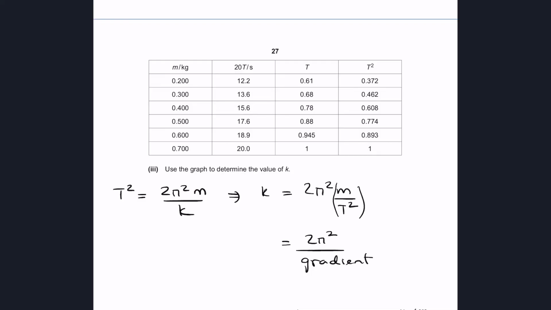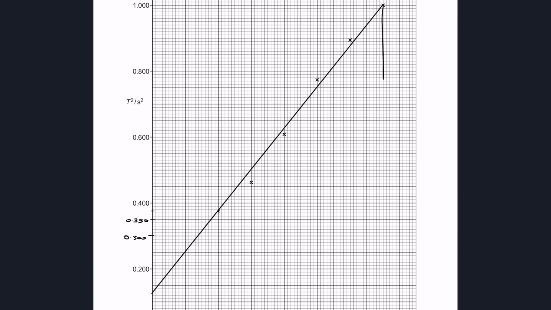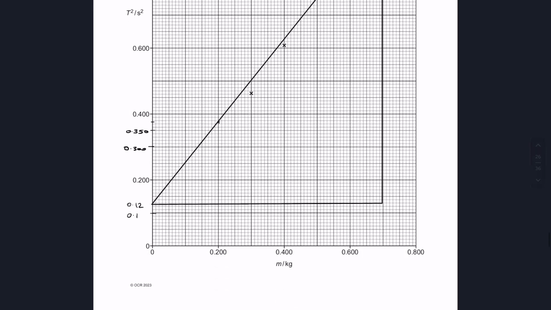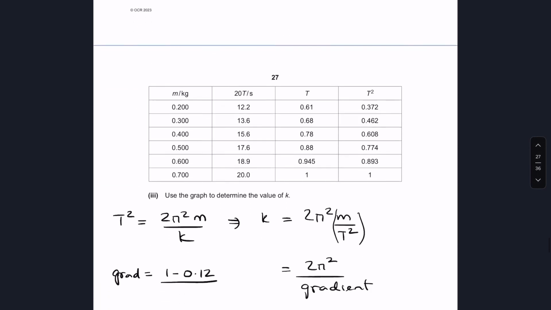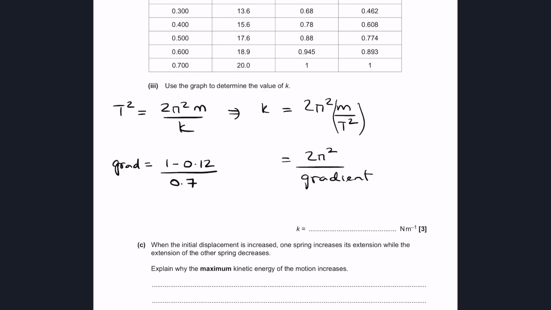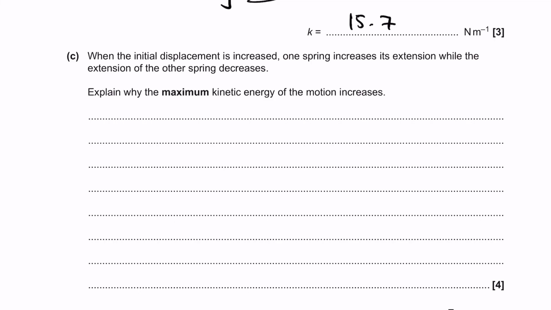And I'm just going to work out the gradient now. So the gradient is going to be 1 minus 0.12 over the change in x-axis, which is 0.7, and that will give me 1.257 seconds squared per kilogram, and I'm just going to put that in, which will give me an answer of 15.7 newtons per meter.